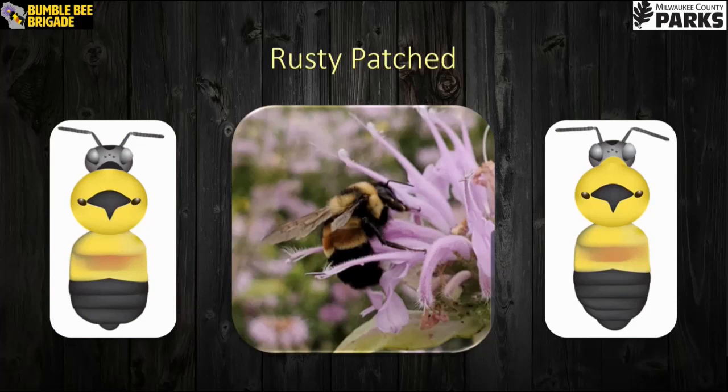The rusty patch's first two abdominal segments are yellow with a rusty colored patch in the middle of the T2 segment. Females have a black vertex and face, and males have a yellow vertex and a black face. And queens are similar to workers, but they don't have the rusty patch, with the T2 being completely yellow instead.